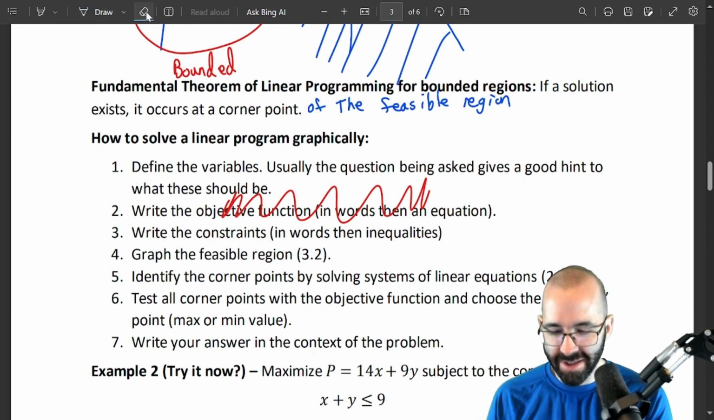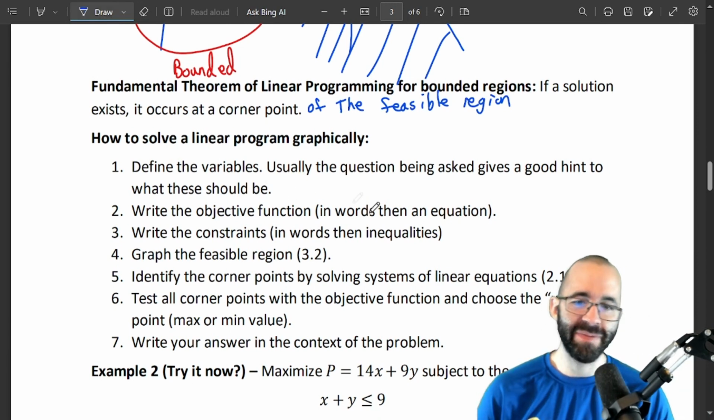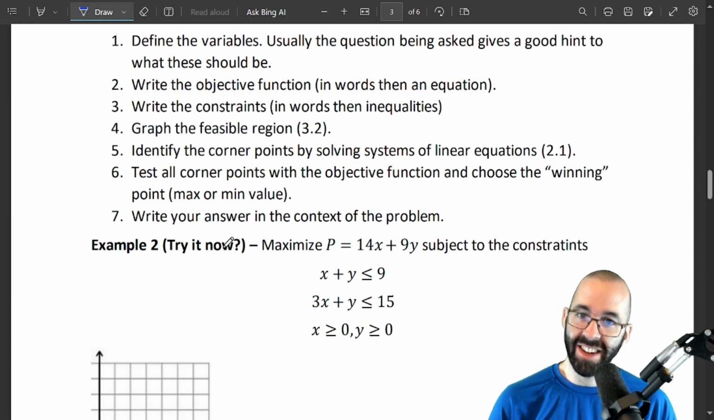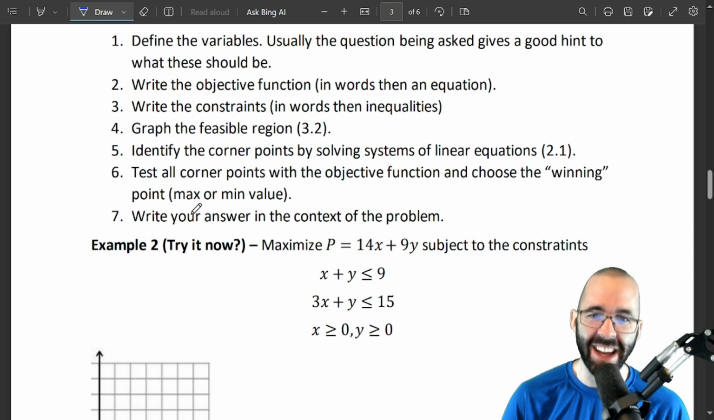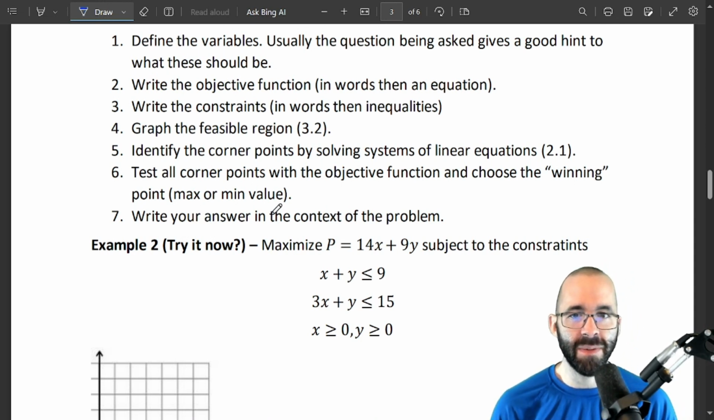All right, so here's some instructions for solving a linear program. Why is this squiggled? Let's get rid of this squiggle. Here's some instructions for solving a linear program. Now, if you're feeling bold, the book tells you to try this one now. I think we might want to go through it together, but if you're feeling bold, see if you can follow the instructions on this one.